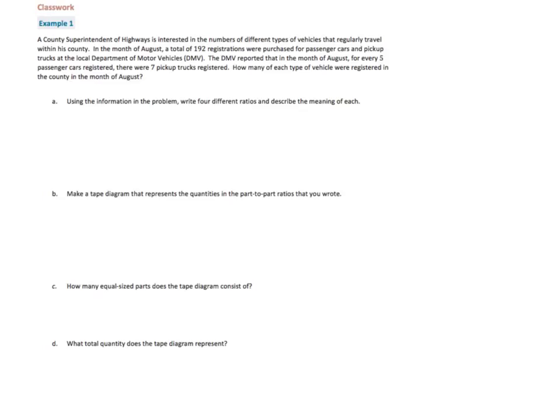So here we're talking about cars on the road in a certain county. Okay, there's 2 different types. There's a car and a truck. Let's use C for car and T for trucks, just to save some writing. Okay, so let's look at A. It says use the information in the problem to write 4 different ratios and describe the meaning of each.